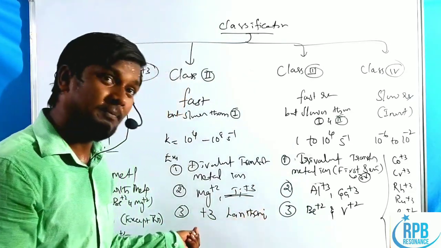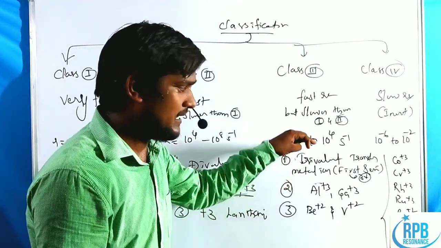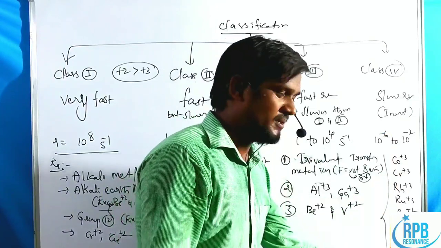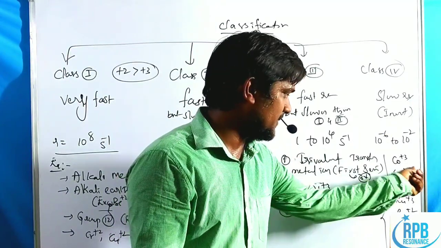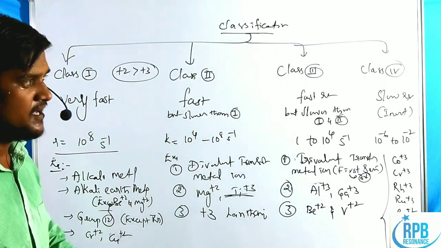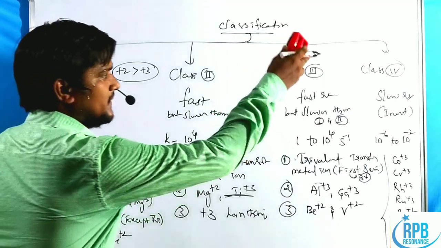Lanthanide plus 3 elements will show more water exchange property when compared to the trivalent first transition series elements. Again, 4d and 5d series plus 3 elements will show similar behavior. Chromium plus 3, with d3 and d6 configurations, will show the inert configuration. That is why those are classified as the fourth group elements.